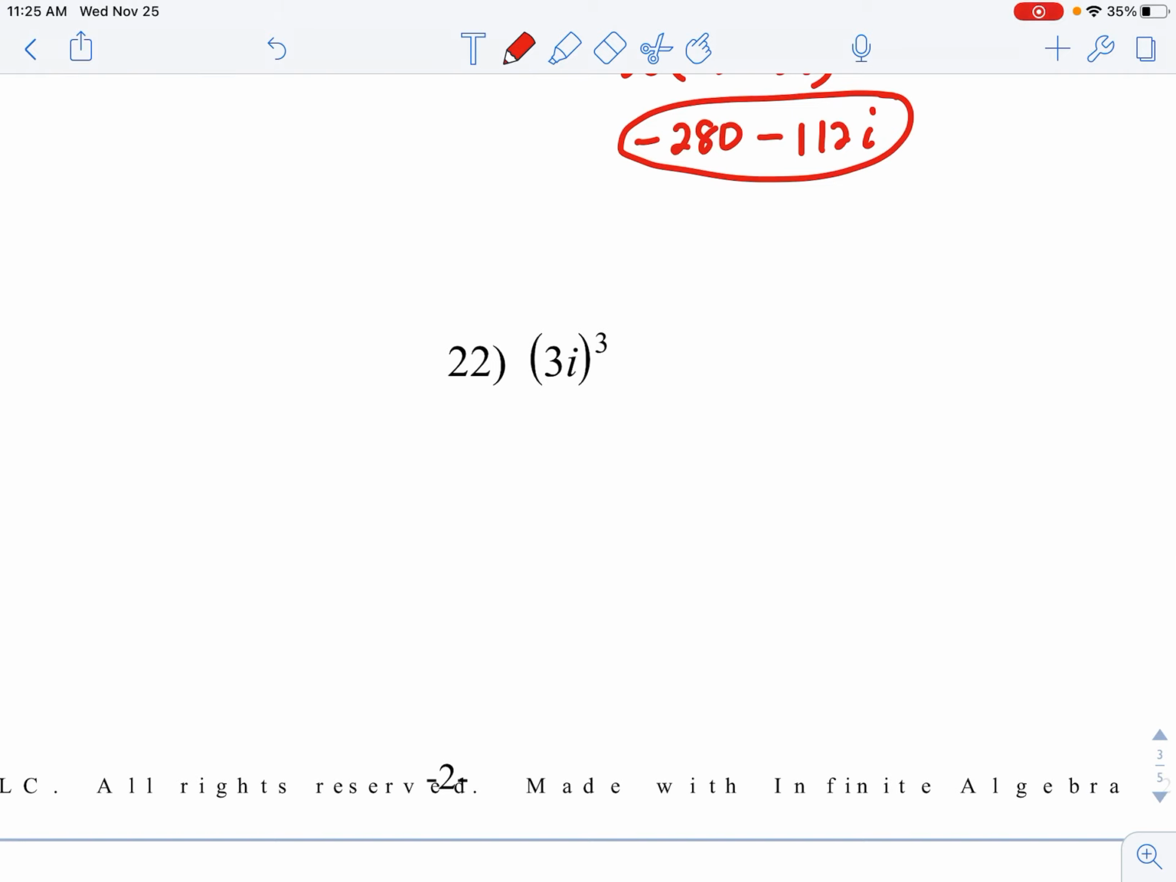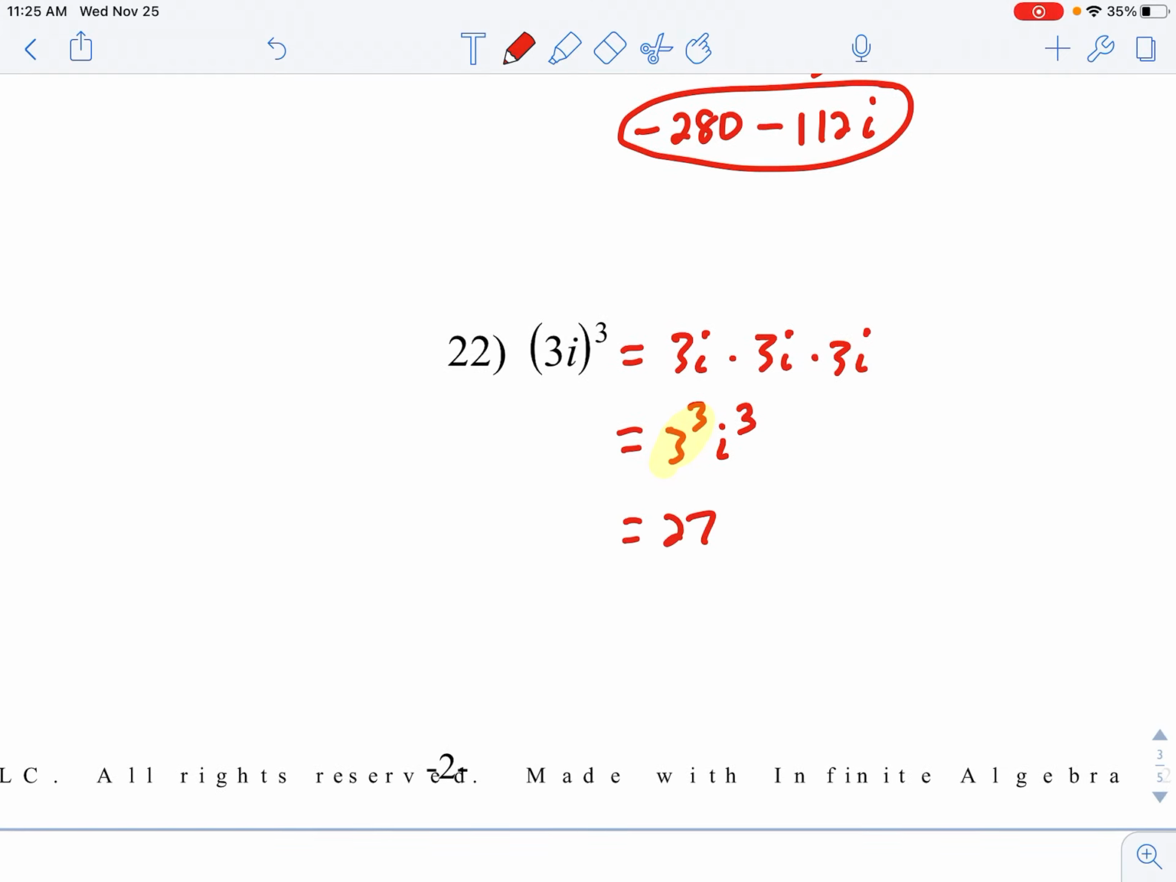Number 22, (3i) to the third power. Well, what we have here is, when you raise something to the third power, you multiply it by itself 3 times. 3 times 3 times 3 is 3 cubed. i times i times i is i cubed. What is 3 cubed? 3 to the third power. 3 times 3 is 9. 9 times 3 is 27.